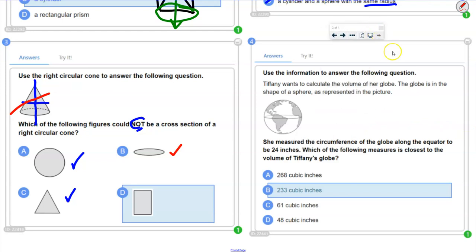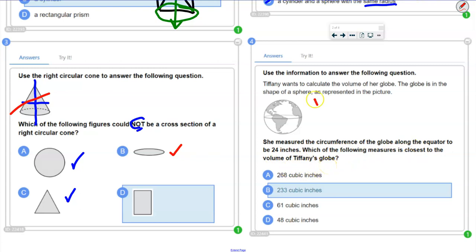Okay, so the next one says, use the information to answer the following questions. Tiffany wants to calculate the volume of her globe. The globe is in the shape of a sphere as represented in the picture. She measured the circumference of the globe along the equator to be 24 inches. Which of the following measures is closest to the volume of Tiffany's globe?